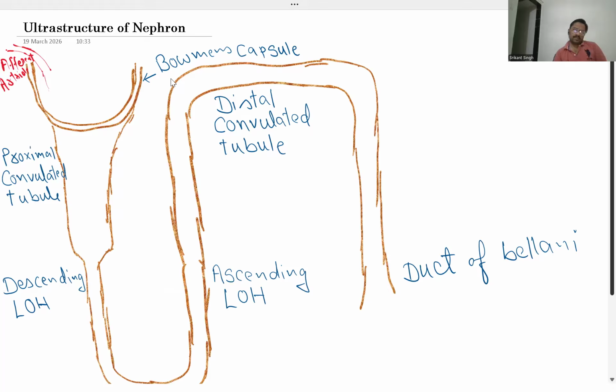So here is the glomerulus. There is capillary action where the blood is going to be. See, the diameter of the afferent arteriole should be broad as compared to the efferent arteriole. The efferent arteriole should be narrower, and the afferent should be broader.